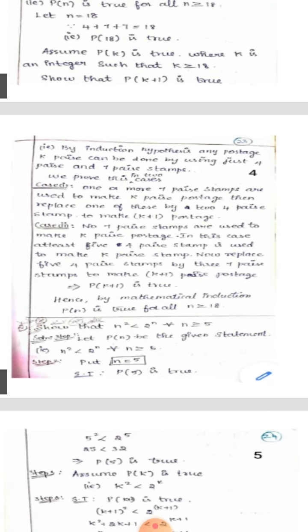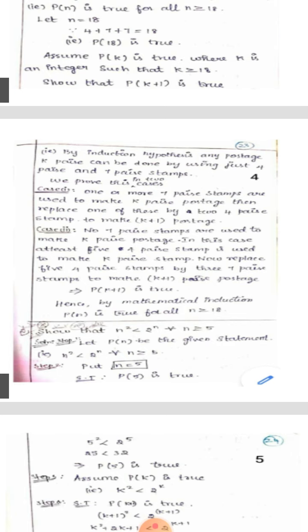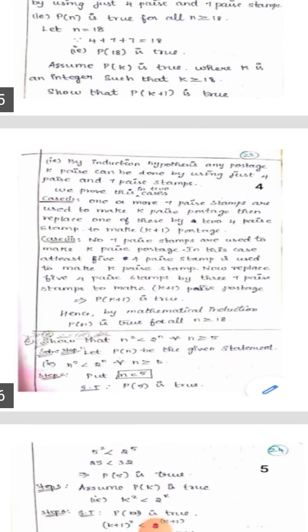Case 2 is no 7 pi stamps are used. In case 1, you have to use 1 or more 7 pi stamps to make k pies, so you replace any one 7 pi stamp by two 4 pi stamps. Then only P of k plus 1 postage will be made. But in case 2, no 7 pi stamps are used to make k pies postage.